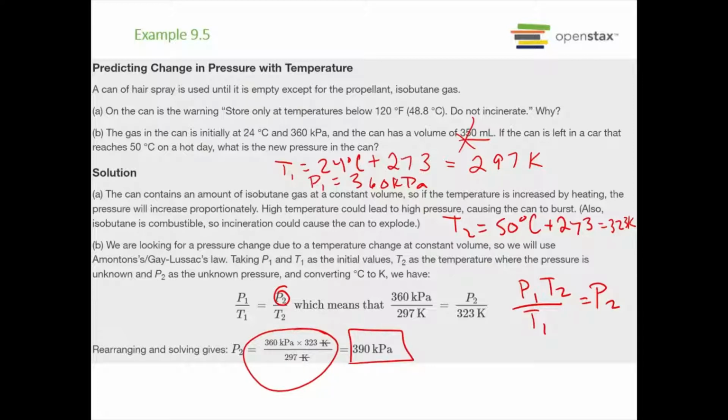And this makes sense, right? Our temperature went up, therefore our pressure needs to go up because they are directly proportional.